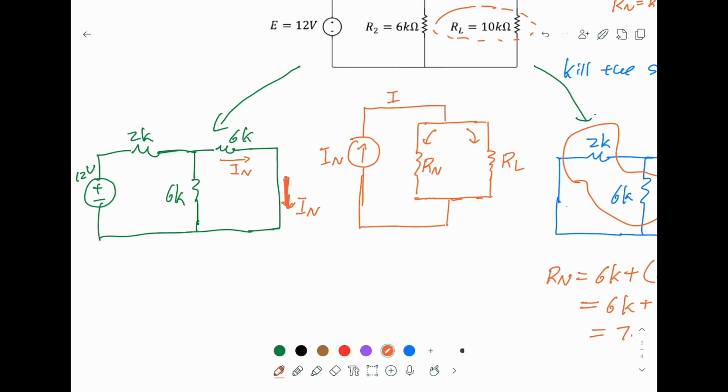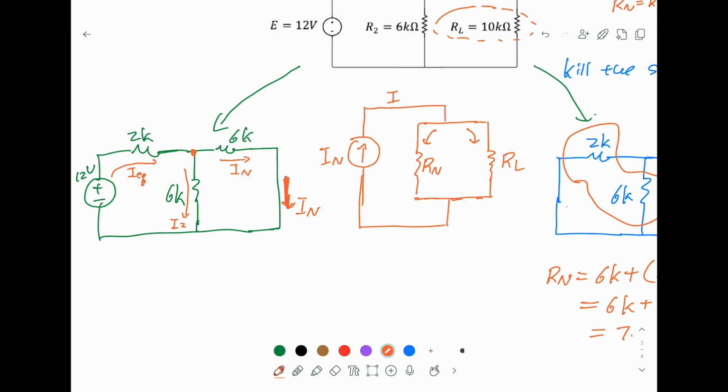So if you can see here, the 12 volt source will start a current. We call this one the total current, or we can call it the equivalent current. At this point, it splits into two parts. One goes down, and one is the Norton current we are trying to find.